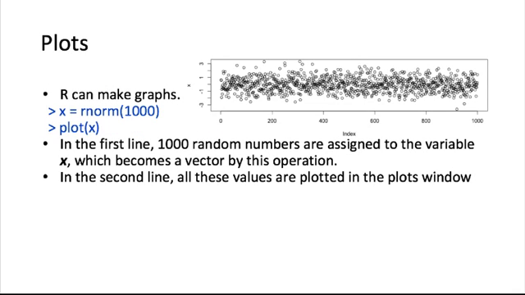We can also plot data in R. We can create very simple plots. In the example of rnorm, we could create 1000 random values and assign them to the letter X, and then we could tell R we want to generate a plot of that, using the function plot and plotting the value for X, and that would generate a plot that's similar to this one.